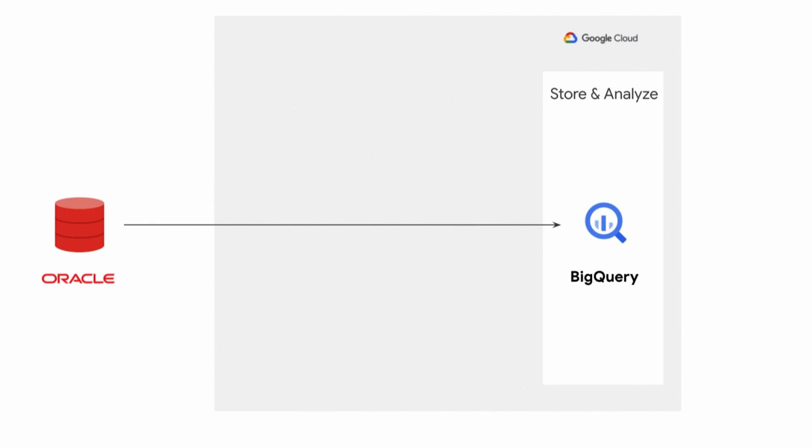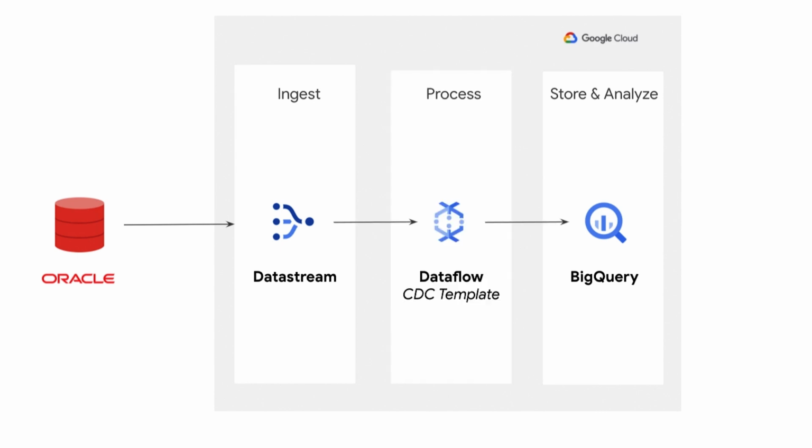So Datastream is our new change data capture and replication service that can be used to continuously stream changes across multiple databases into cloud storage. And you can use the new change data capture templates in Dataflow to land these changes into BigQuery as they happen. So let's now explore how we can set this up in Google Cloud.